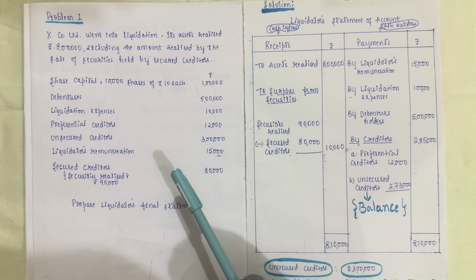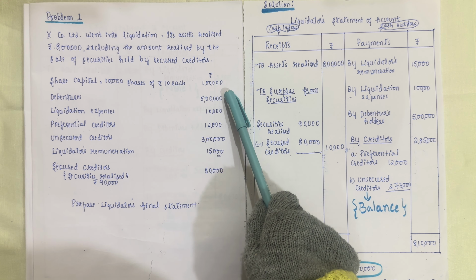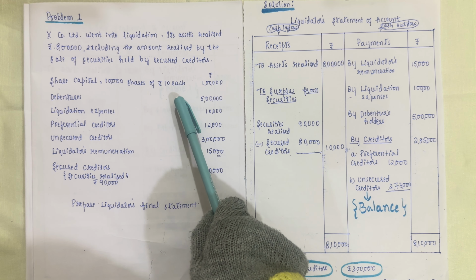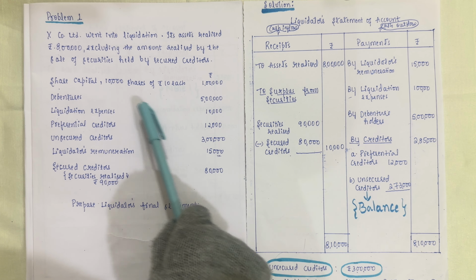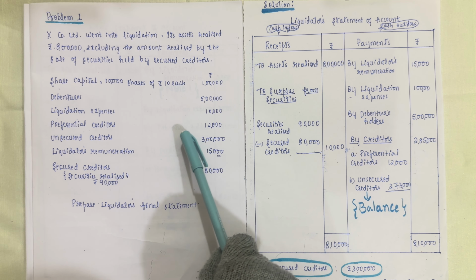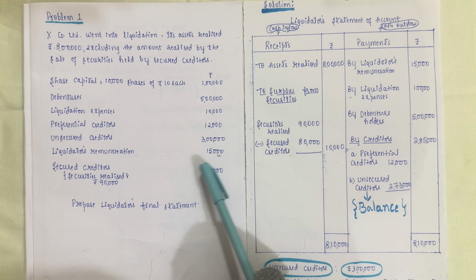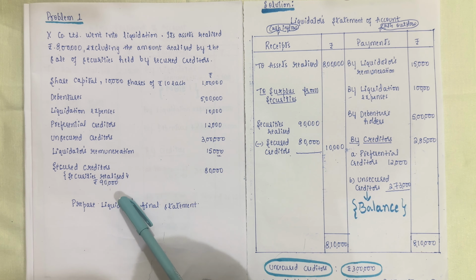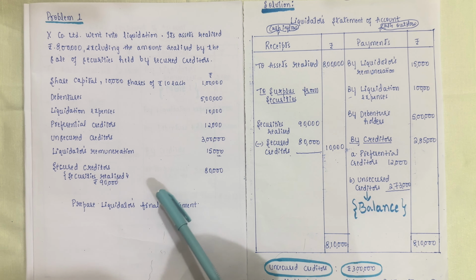What other information is given here? Share capital. What is the amount? 1 lakh. So how is it 1 lakh? There are 10,000 shares of rupees 10 each. So 10,000 into 10 is rupees 1 lakh. Next, they have given debentures 5 lakh, liquidation expense 10,000, preferential creditors 12,000, unsecured creditors 3 lakh, liquidator's remuneration 15,000. Next, secured creditors 80,000. But in the bracket they have given securities realized 90,000. While explaining the solution, I'll tell you what it is.